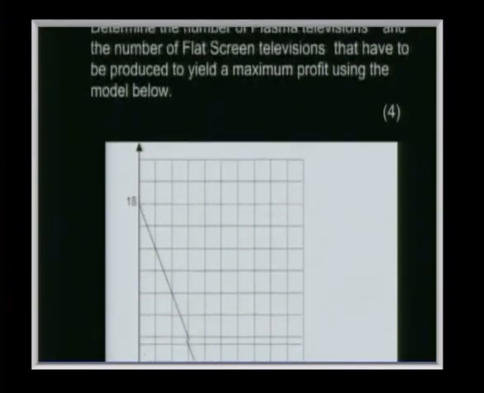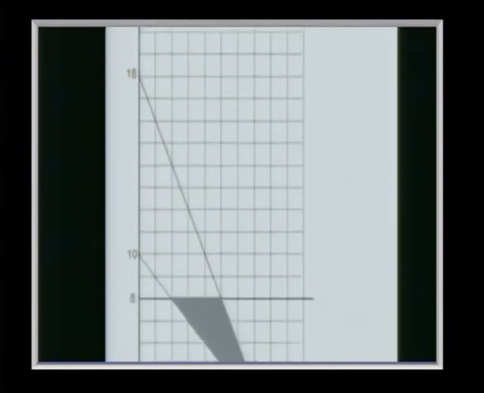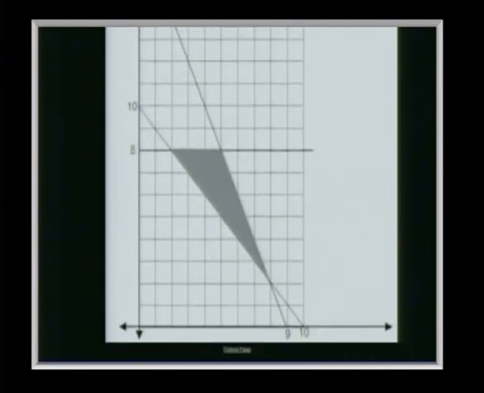Right, here we have a question which talks about our Plasmon flat screen again. We've gone through it in theory. Here they gave us a model. So what we had is our profit was equal to 750x's plus 1250y's. And they've given us a feasible region. There it is. There's the grid.